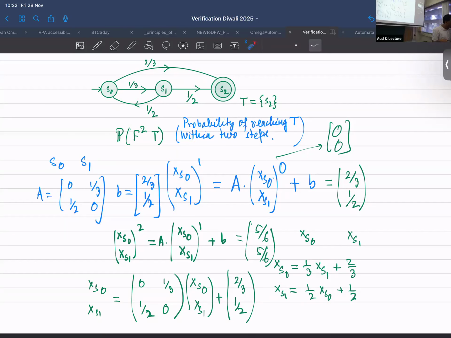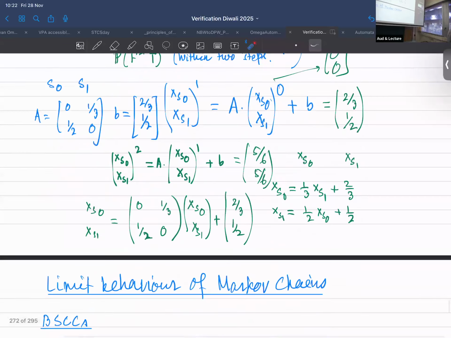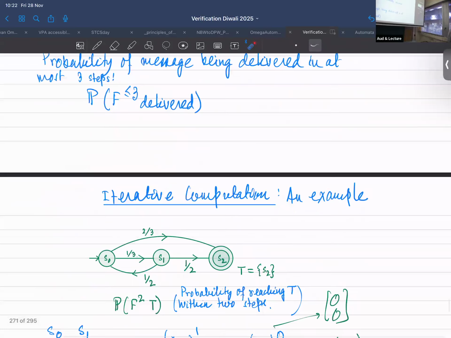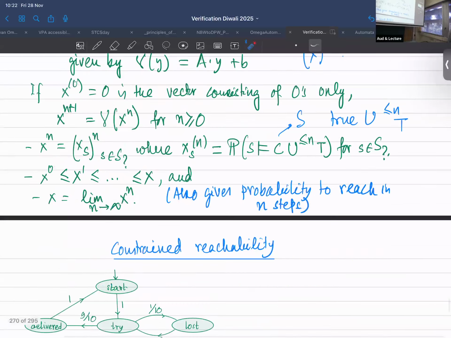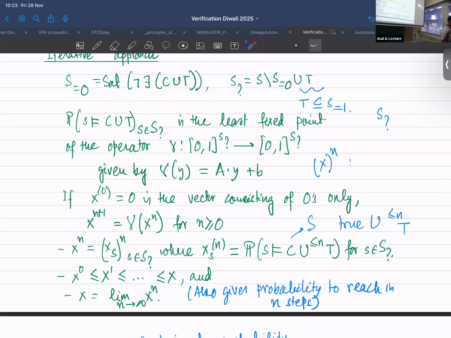Clear? So when you are doing this, it's in at most 2 steps. It's not exactly 2 steps, but at most 2 steps. And if you want to compute this for C until T, here also we'll see that it is in at most n steps, the xn. We were just doing the eventually, but you can do it for the until also. That's all I'm saying.